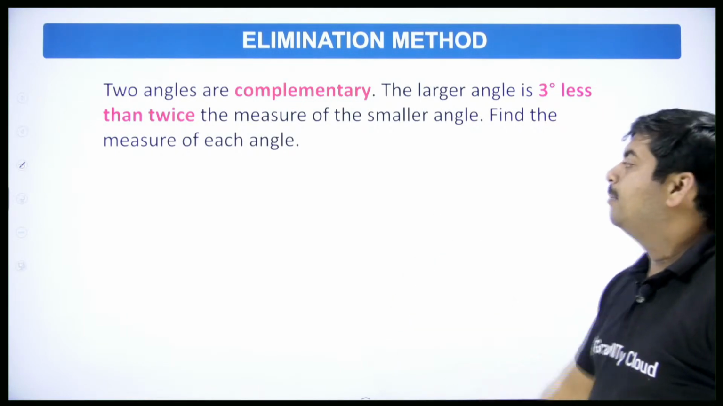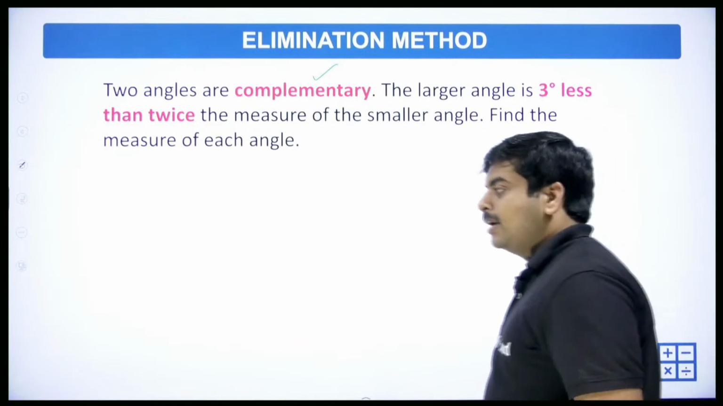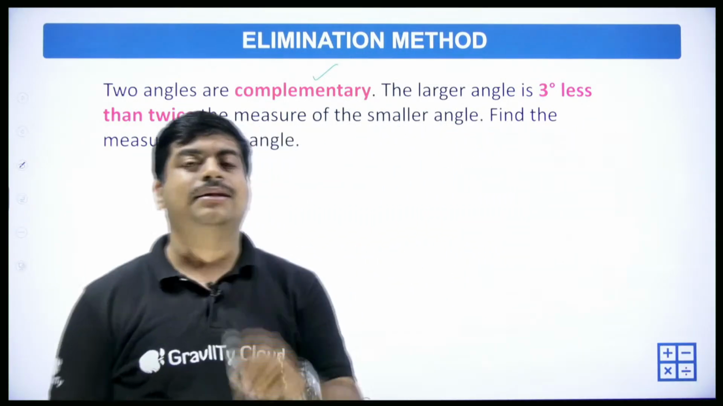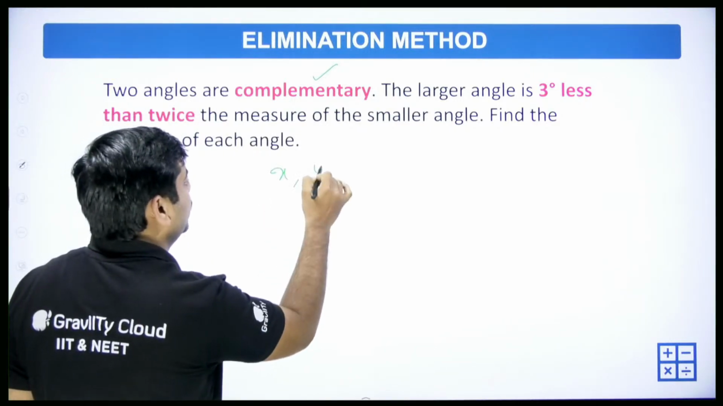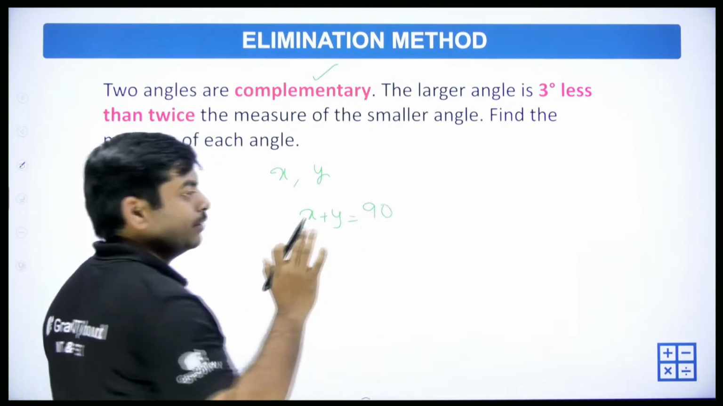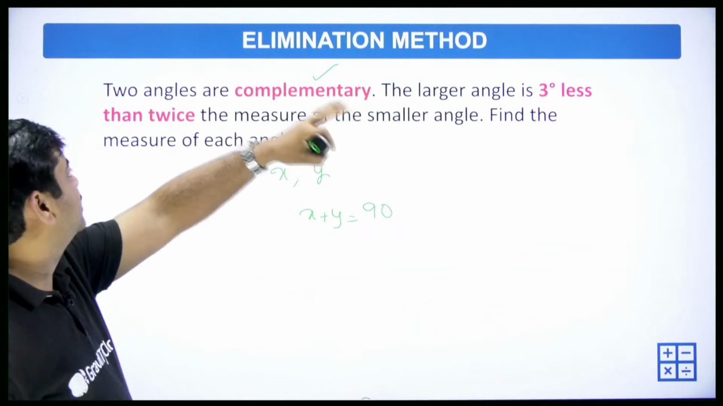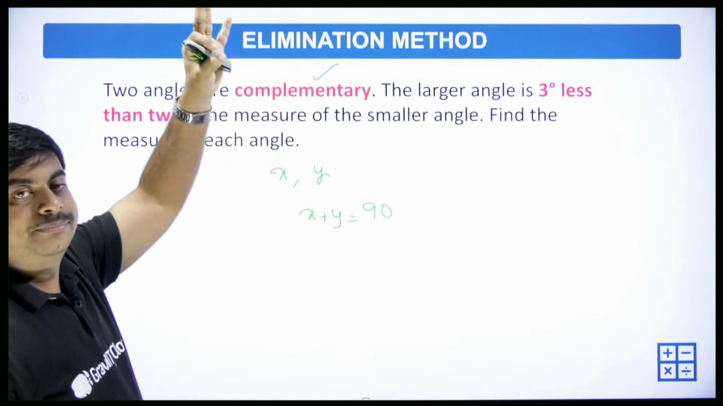Two angles are complementary. What do you mean by complementary? Complementary means the sum of the angles is 90 degrees. So let me take x as one angle, y as the other angle. So x plus y is equal to 90 degrees. So that information we have. The larger angle is 3 degrees less than twice the measure of the smaller angle.